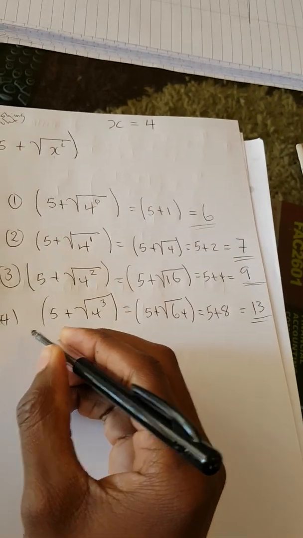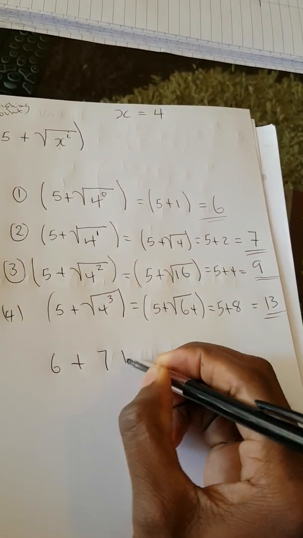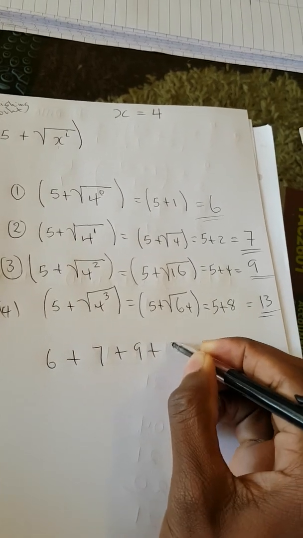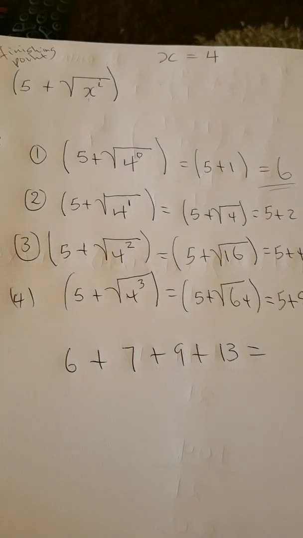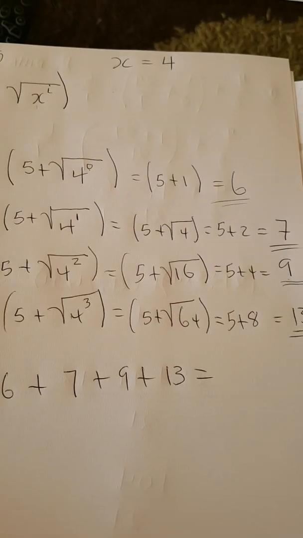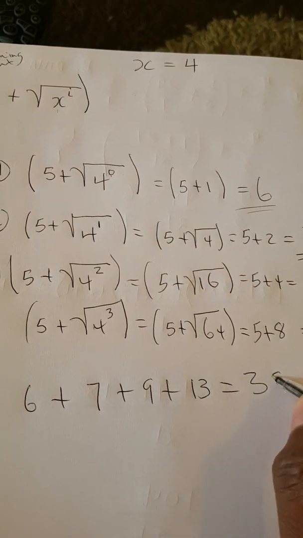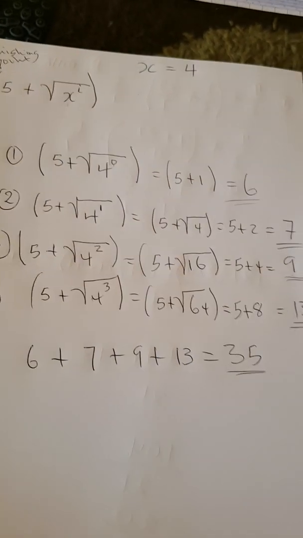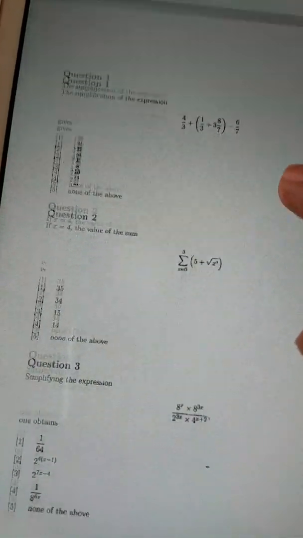So initially we got 6, so it will be like 6 plus 7 plus 9 plus 13. That's how you do the summation, you add. So if you add, how much will you get? Apparently it seems like we will get 35. So 35 will be the correct answer, which is lying on question number 2, option number 1 is 35, so that will be our answer.